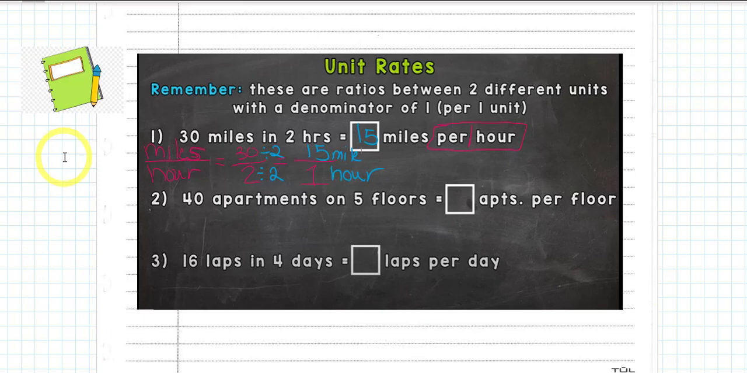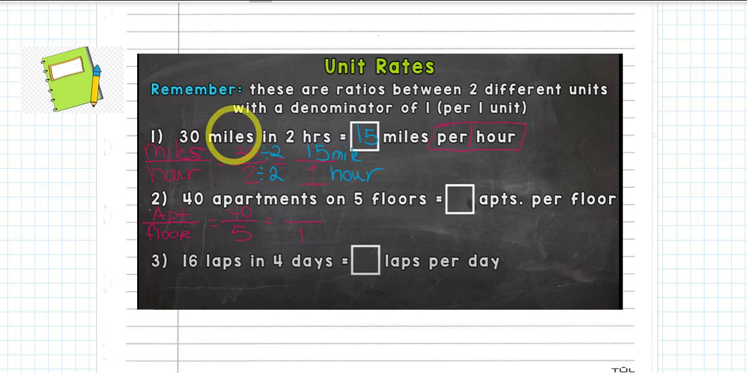Alrighty, so let's take a look at number 2. We're given the information of 40 apartments on 5 floors. The question being asked, what is this equal to? How many apartments per floor? So for one floor, how many apartments would we have? That tells me that floor will be my denominator, which means apartments, I'm going to abbreviate that, APT, would be in the numerator. The information originally given is 40 apartments on 5 floors. And now I'm going to create my unit rate with a denominator of 1.